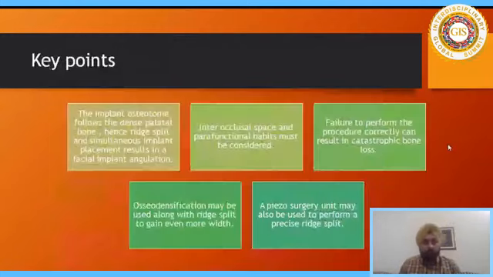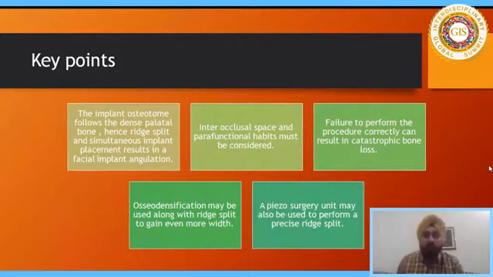Key points: it has to be remembered that the implant osteotome follows the dense palatal bone when you do a ridge split. Hence, ridge split and simultaneous implant placement result in a facial implant angulation. You must also take into account interocclusal space and parafunctional habits if present, because a lot of force will be generated. The failure to perform the procedure correctly can result in catastrophic bone loss and buccal plate fracture.